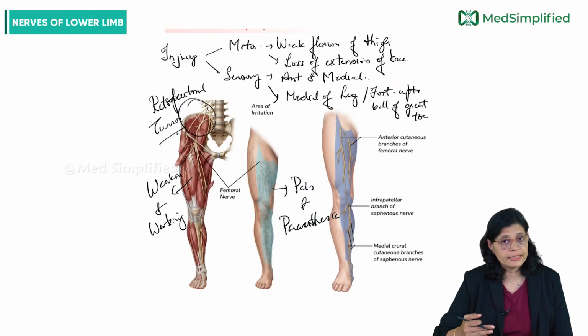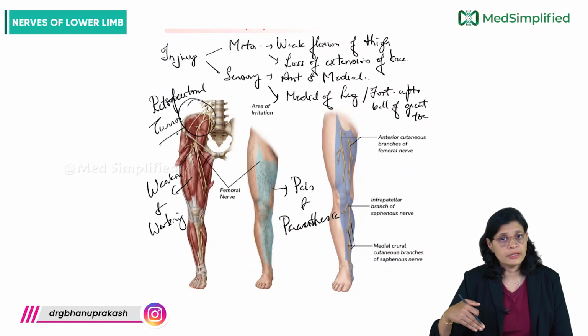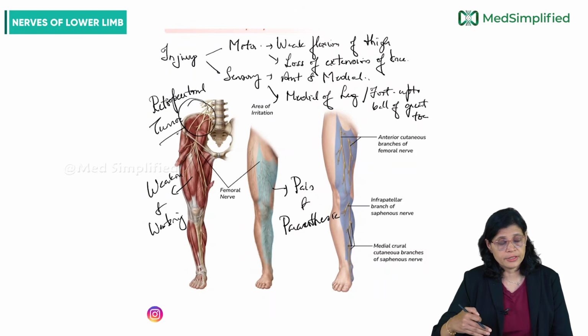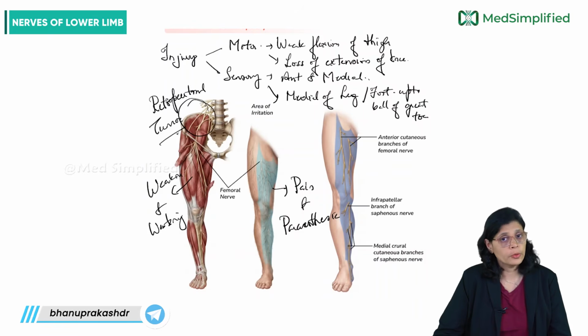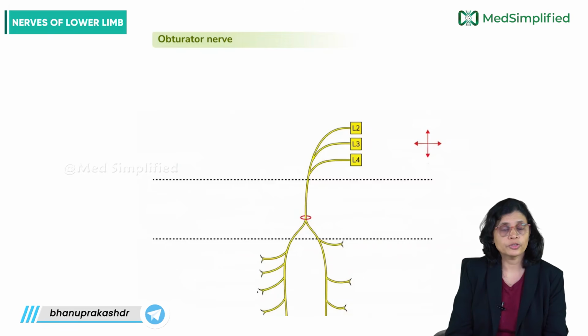So in the thigh we will see it in the anterior and medial aspect of the thigh, and along the medial aspect of the leg and the foot up to the great toe. So this is along the distribution of the saphenous nerve in the leg and the foot. So these are some of the signs and symptoms which we see in femoral neuropathy. Next, moving on to the obturator nerve.